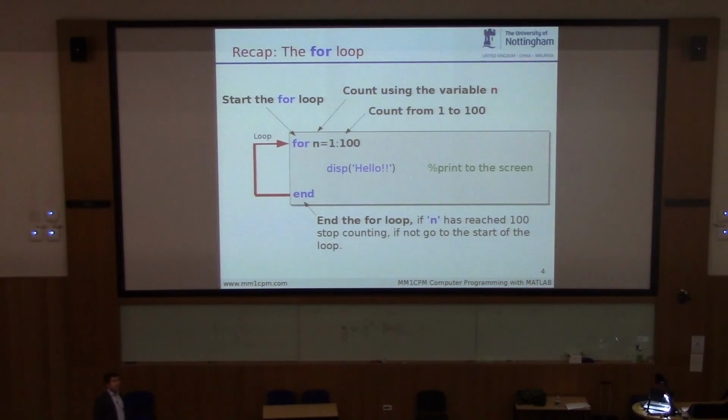Until last week, at which point we learned about the for loop and loops in general. And I said a much more compact and efficient way to do this is to use a for loop. What this says here is for n equals 1 to 100. So the computer will repeat everything between the for and the end, in this case the disp hello. It counts up using n from 1 to 100: n equals 1, n equals 2, n equals 3, 4, 5, 6, 7, 98, 99, 100, and then it'll stop. So the result of this code is it will print the word hello 100 times, just the same as this code, but much more compact.